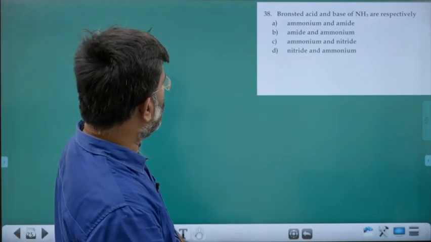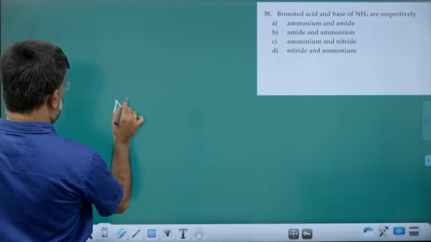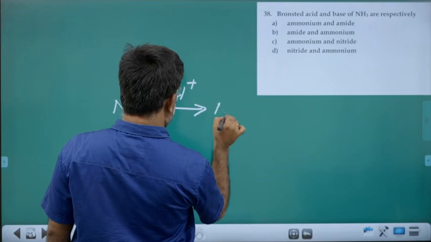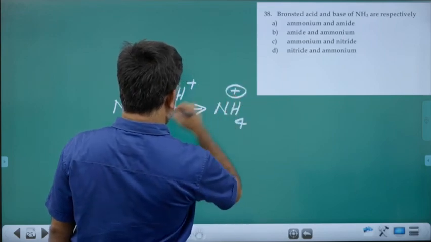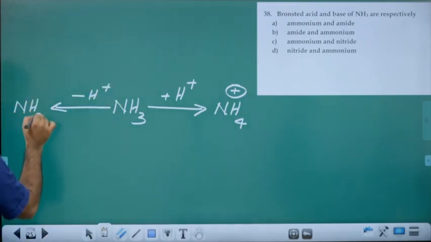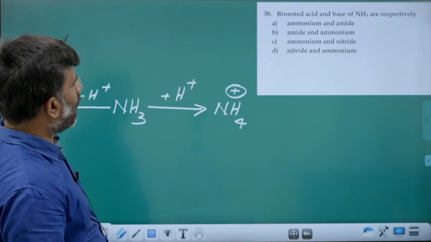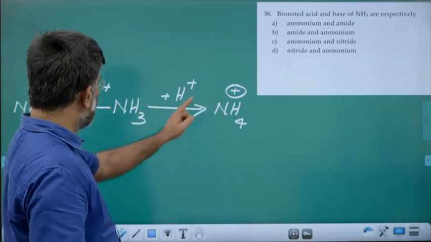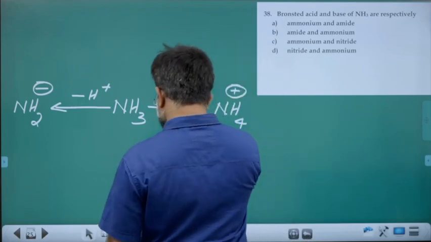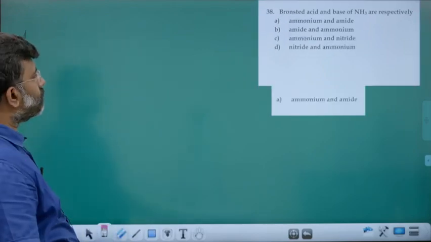Bronsted acid and the base of ammonia. You see, ammonia, when it accepts one H plus, you get the Bronsted acid, that is ammonium. And when it loses one H plus, you get amide. So this is the conjugate base of this, and this is the conjugate acid of this. What do we want? Bronsted acid and the base of ammonia. So that is the acid, this is the base. Ammonium and amide. Option A. Next.